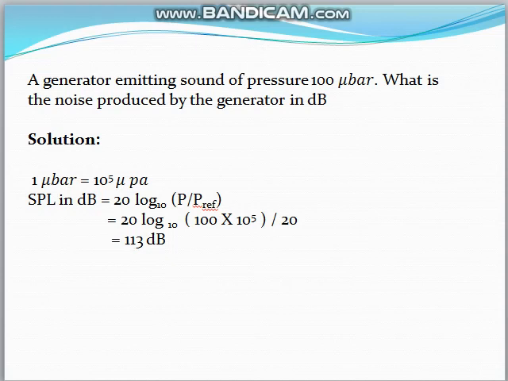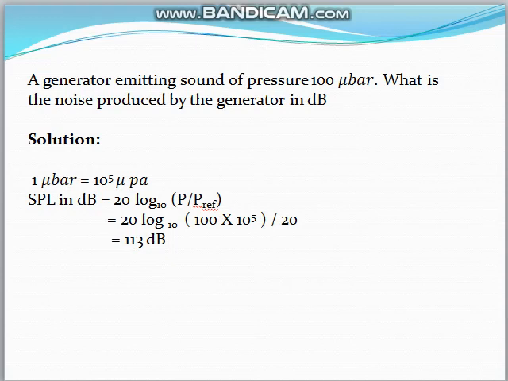Let us consider an example. A generator emitting sound of pressure 100 microbar. What is the noise produced by the generator in decibels? We know the sound pressure level formula: the sound pressure level is defined as 20 log base 10 of the pressure of the sound wave to the reference pressure. The reference pressure is taken as the threshold of hearing, the standard reference pressure, that is 20 micropascal. So here in this given problem, the given pressure is 100 microbars.